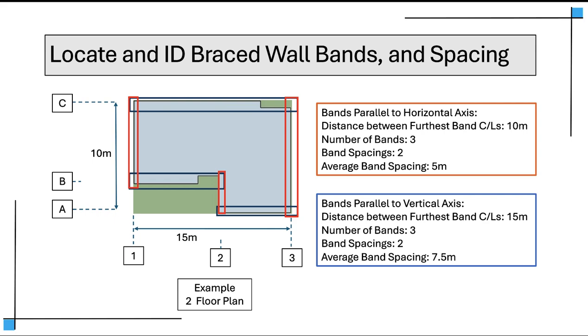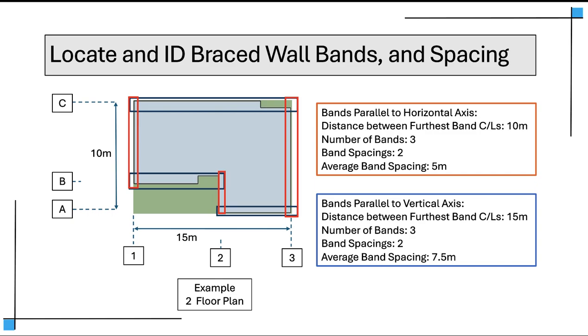For the bands parallel to the vertical axes, again, we still have 3 bands. Even though that center band is not continuing all the way through, we still have 3 bands in this orthogonal direction. The furthest distance between the center lines is 15 meters. The number of bands is 3, the band spacing is 2, therefore the average band spacing is 7.5 meters.